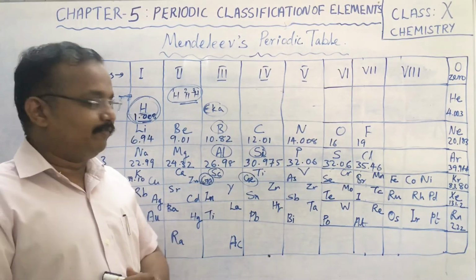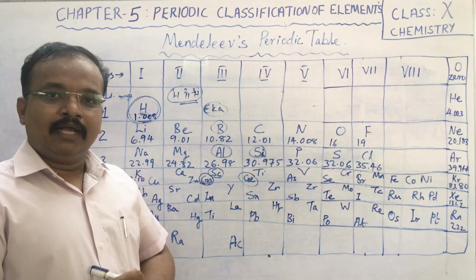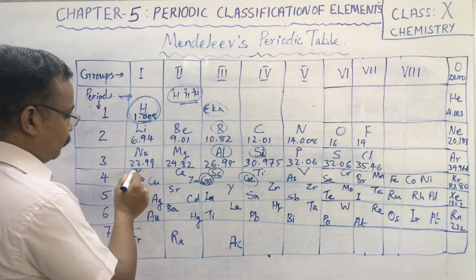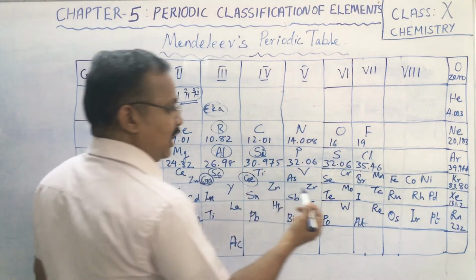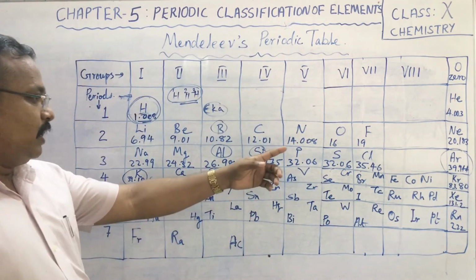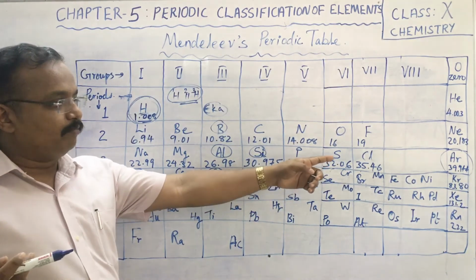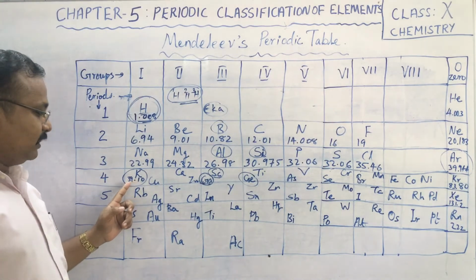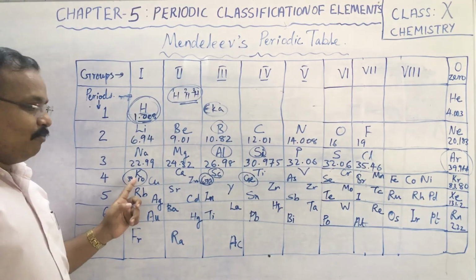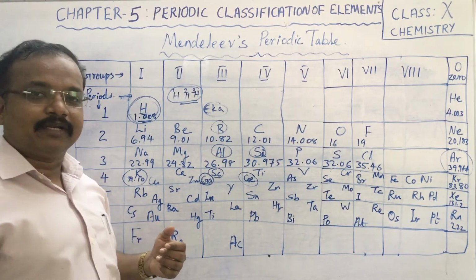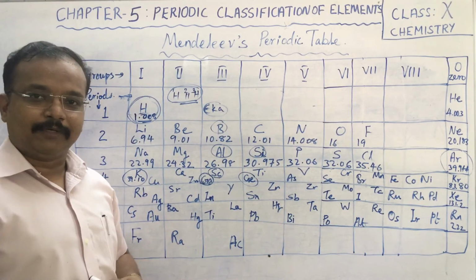Next one is that even though it is arranged according to the increasing order of atomic masses, some anomalous pairs are there. Like potassium is placed after argon. Argon has an atomic mass of 39.944 and potassium has an atomic mass of only 39.110, but argon comes before potassium. So that is another demerit of Mendeleev's periodic table.